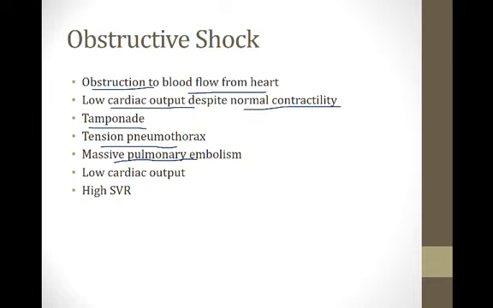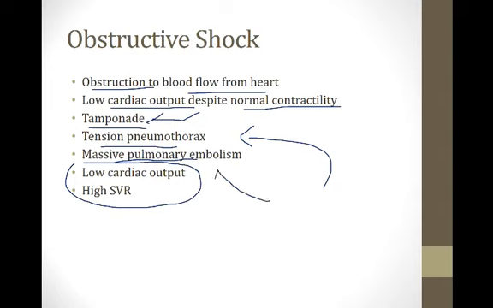So obstructive shock looks just like cardiogenic shock. There's a low cardiac output and high SVR. The difference between obstructive shock and cardiogenic shock is that in obstructive shock, the ventricles are working normally. And these forms of shock are usually diagnosed by some type of imaging that shows fluid around the heart or pneumothorax or a pulmonary embolism. They are usually not diagnosed by hemodynamic data from the Swan-Ganz catheter.